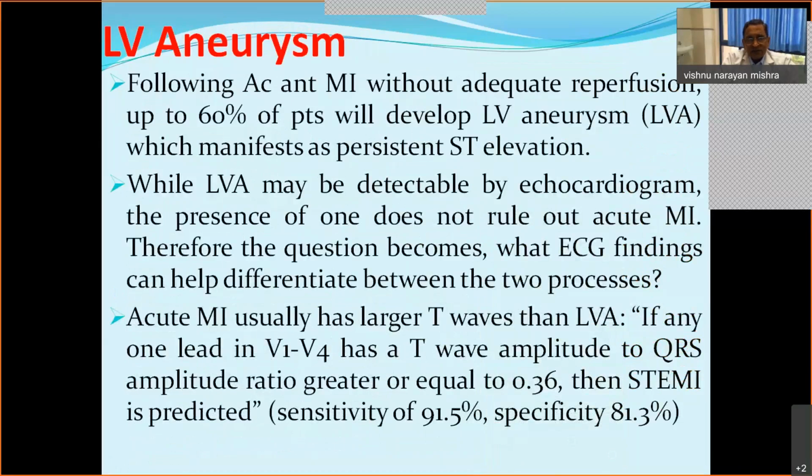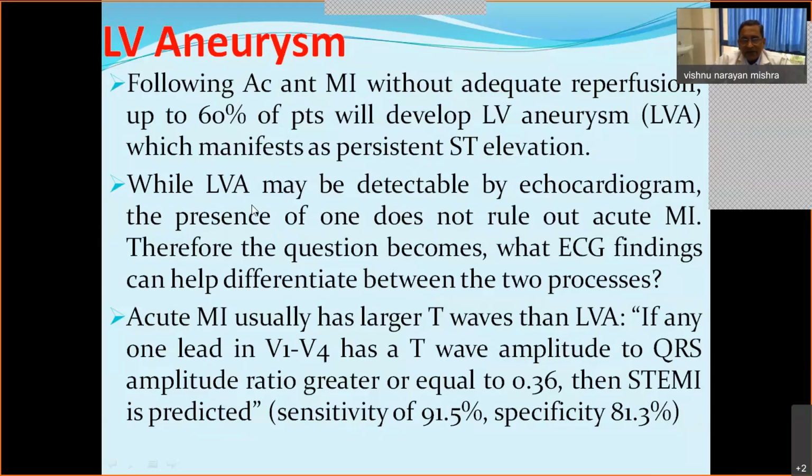Coming to LV aneurysm, following acute anterior MI without adequate reperfusion, we know that up to 60% of patients will develop left ventricular aneurysm, that is LVA, which manifests as persistent ST elevation. So if a patient comes who had an earlier history of MI, and this time when he comes to your ICU or emergency setup, you find that ST is elevated and this looks like an ST elevation MI. Then how to differentiate this situation, which is because of left ventricular aneurysm, from acute MI?